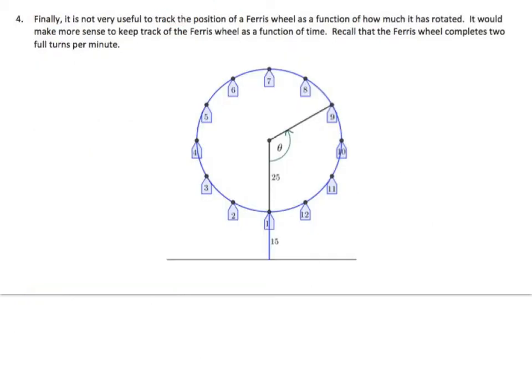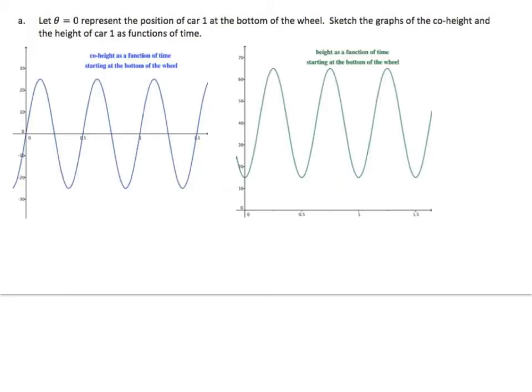Number 4, finally, it's not very useful to track the position of a Ferris wheel as a function of how much it has rotated. It would make more sense to keep track of the Ferris wheel as a function of time. Recall that the Ferris wheel completes 2 full turns per minute. So let theta equals 0 represent the position of car 1 at the bottom of the wheel. Sketch the graphs of the co-height and the height of a car as a function of time.